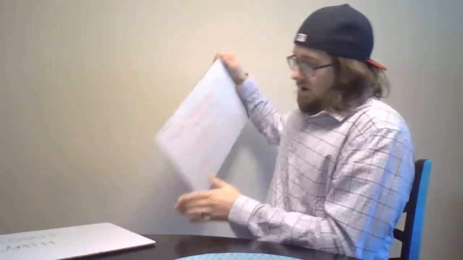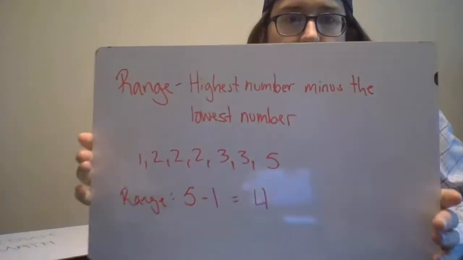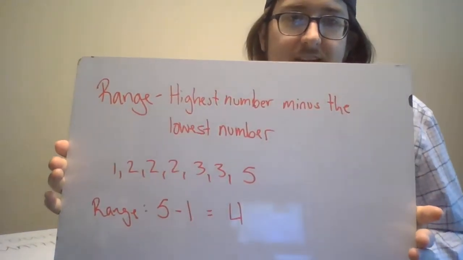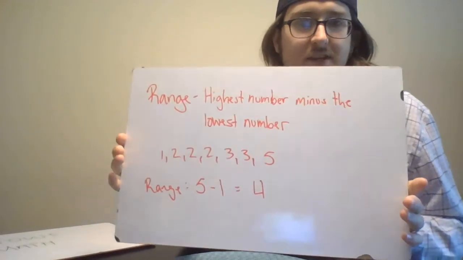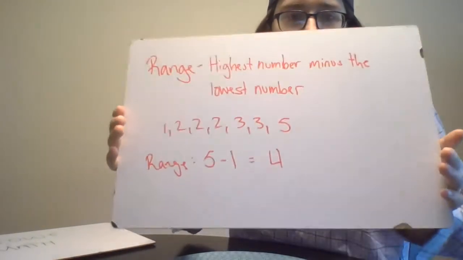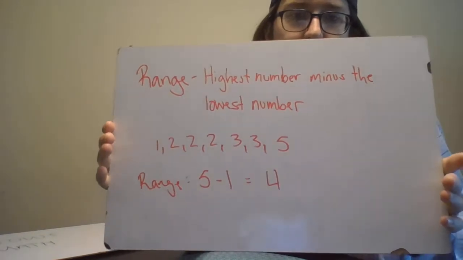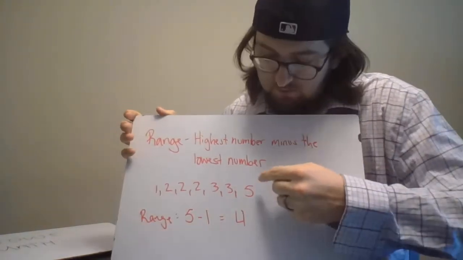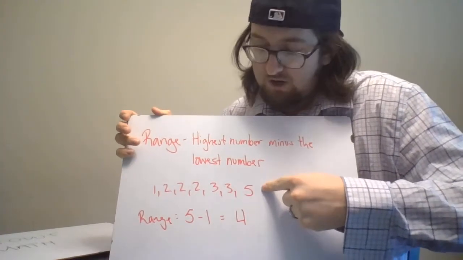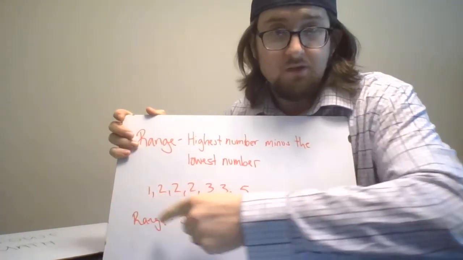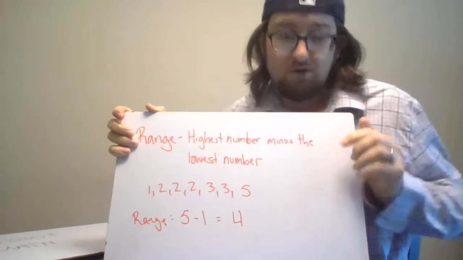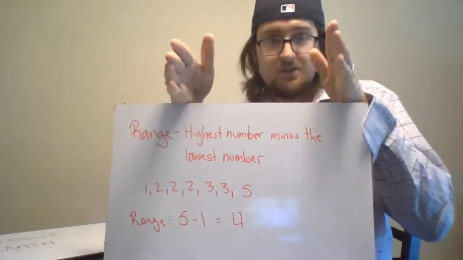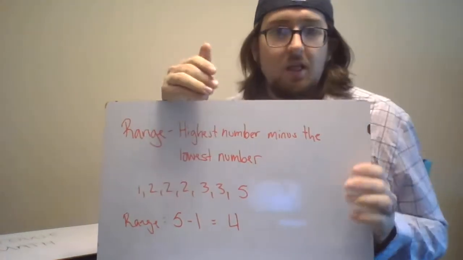Okay, so we're going to start with range. So does anybody know what the range is? I don't see that hand. So range is the highest number of a data set minus the lowest number in that data set. So if we're given this data set of 1, 2, 2, 3, 3, and 5, to find the range, we would look at the highest number, the biggest one, which is 5, and we would subtract the lowest number, which is 1, and that would give us our range of 4. That means that this data set has a range. It stretches 4 numbers long.